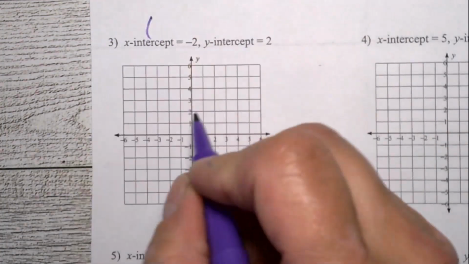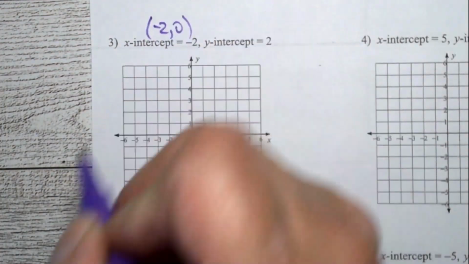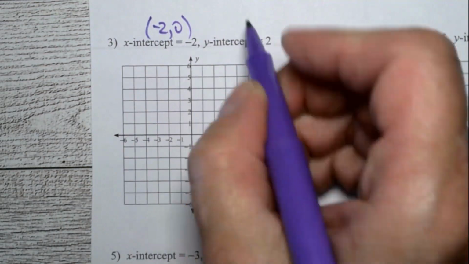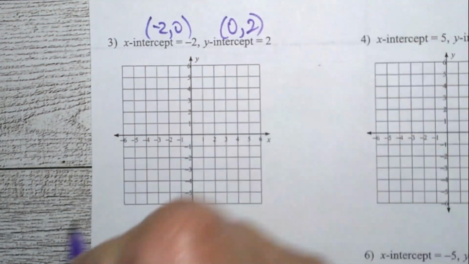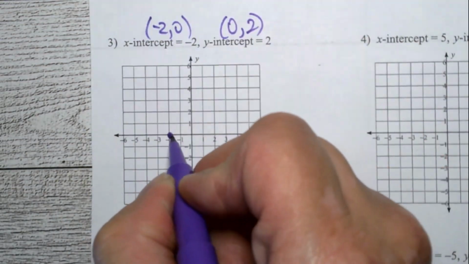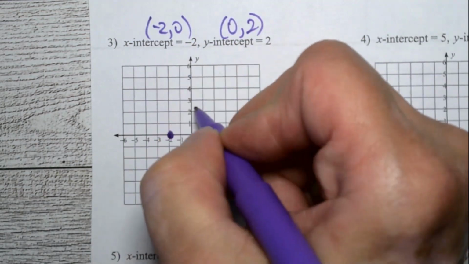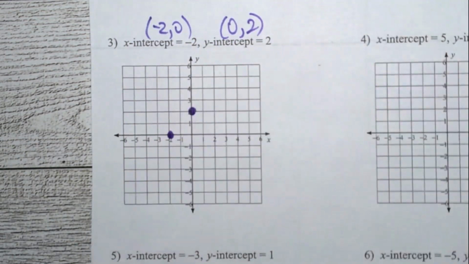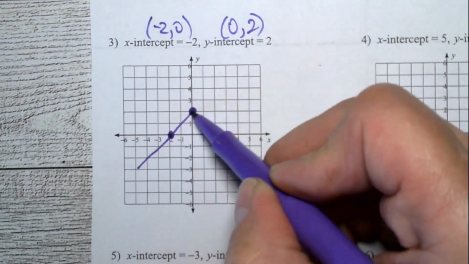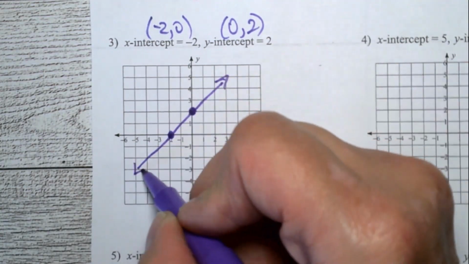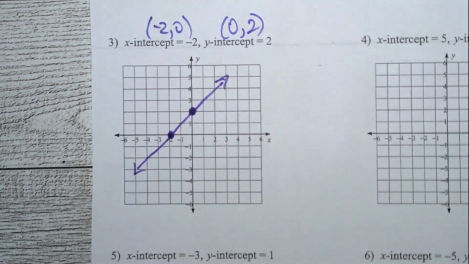X-intercept is -2. I'm not going to color code. I'm just going to write the point. I know it's -2, 0. The y-intercept is +2. That is 0, 2. So -2, 0 is here. +2 is there. And then I draw the line. I'm actually even too lazy to grab the ruler right now.